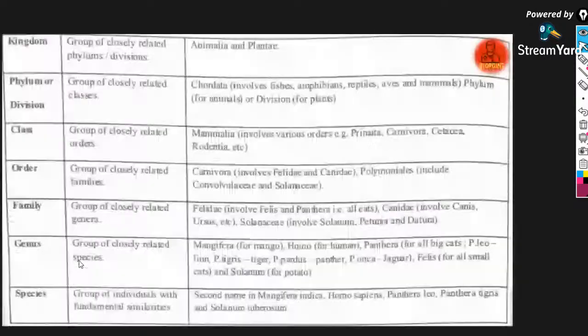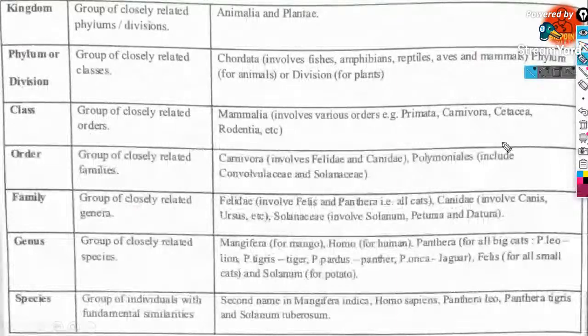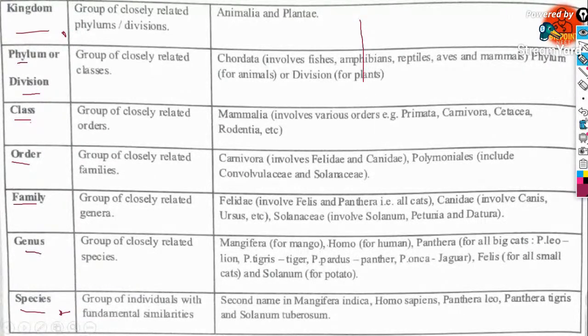Clear with that? So now let's have a glance at the taxonomic hierarchies. Kingdom, phylum or division, class, order, family, genus, species. So the basic unit of classification is the species, and finally it ends up in kingdom. All of you know this, right? So just understand about species, class, and that.